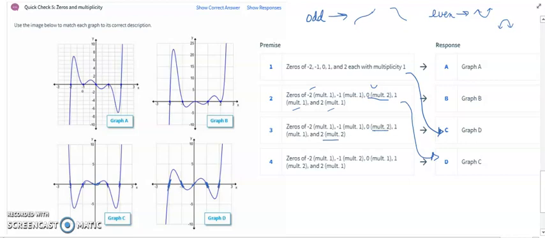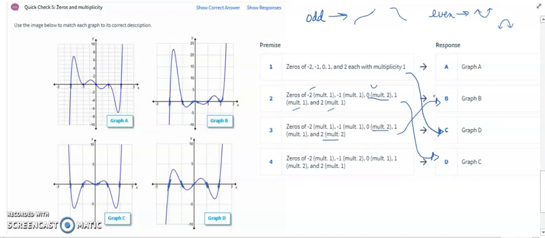So if we look at this one, there are 2 bounce points in graph A, but they're at the wrong location. That's at -1 and 1. Graph B, right, it's bouncing off at 0 and bouncing off at 2. And then notice that it crosses at the other intercepts. So graph B is the one that is represented by that description.